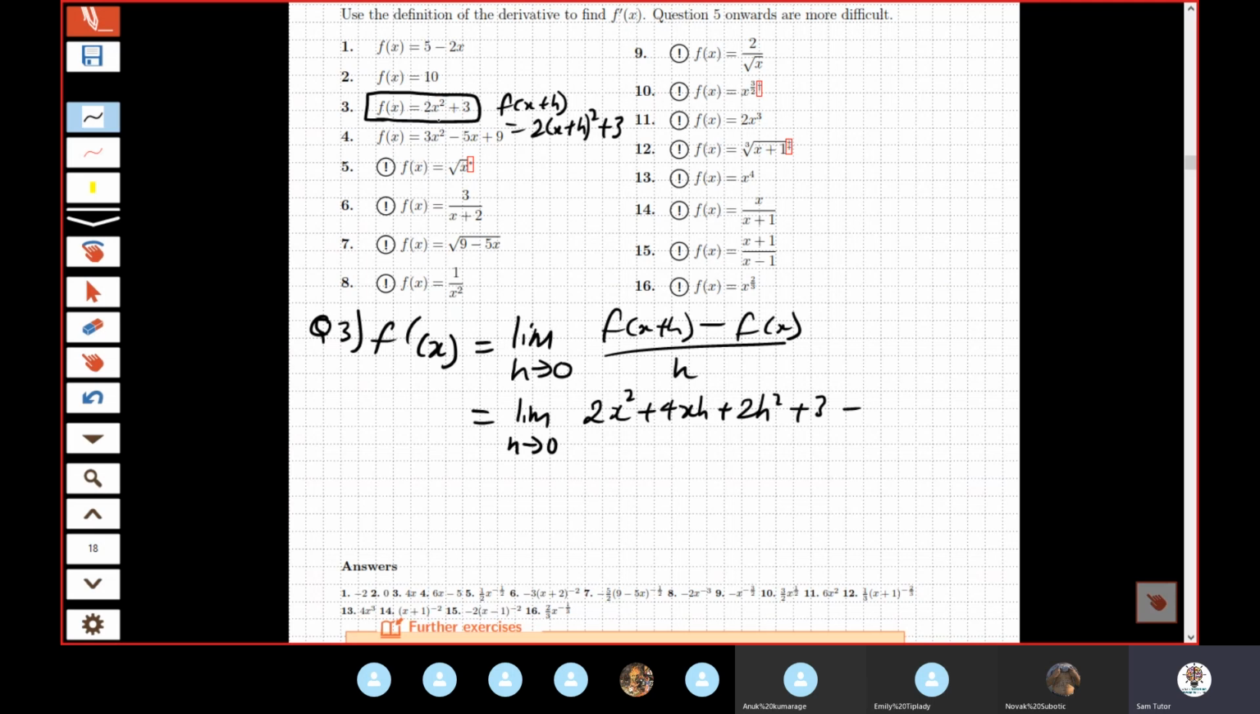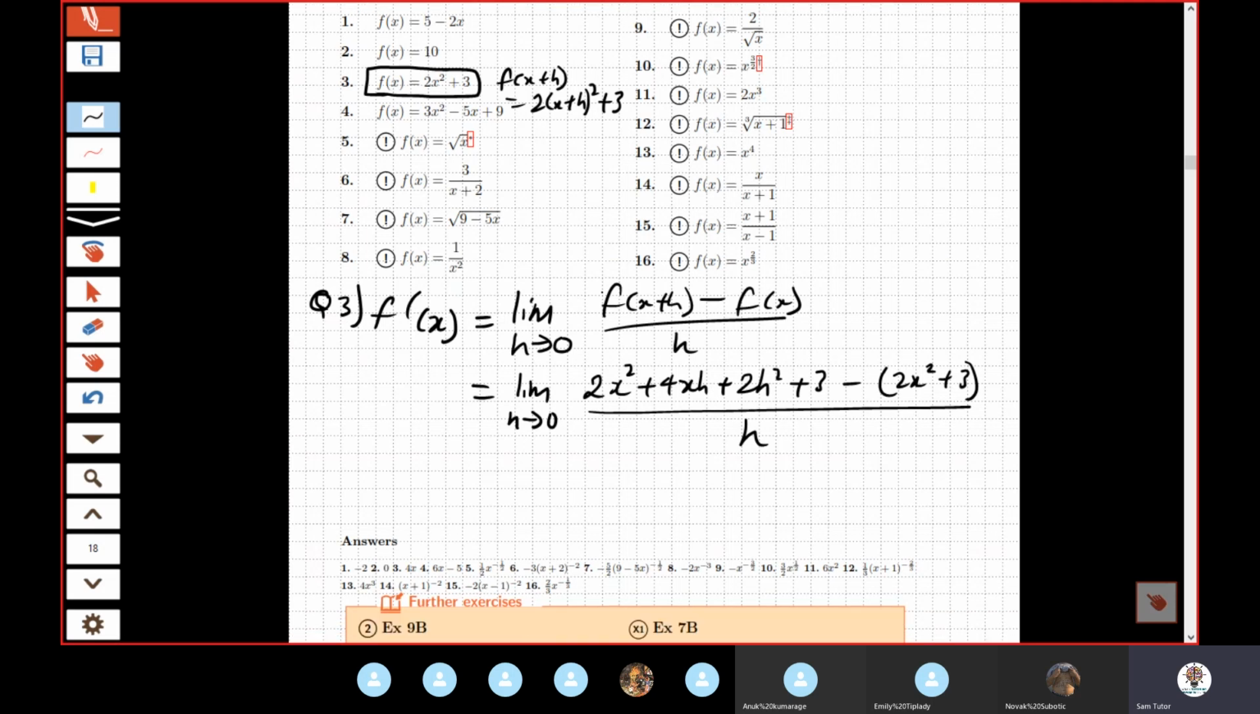Minus f of x, which is this, all over h. Anyone confused on how I've got anything in this line? All right, and if you remember the rule, f of x should cancel out if you've done it right.